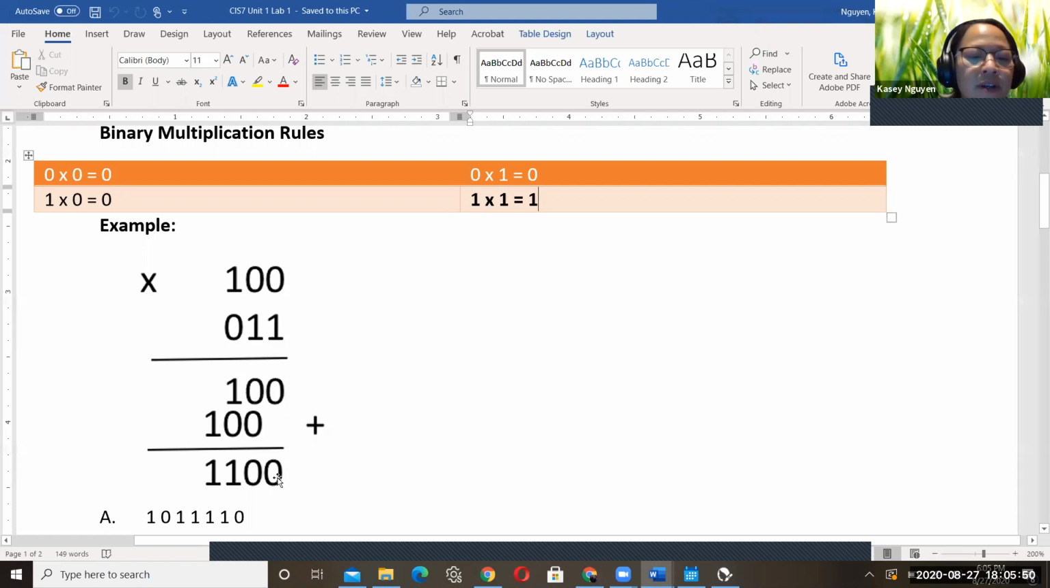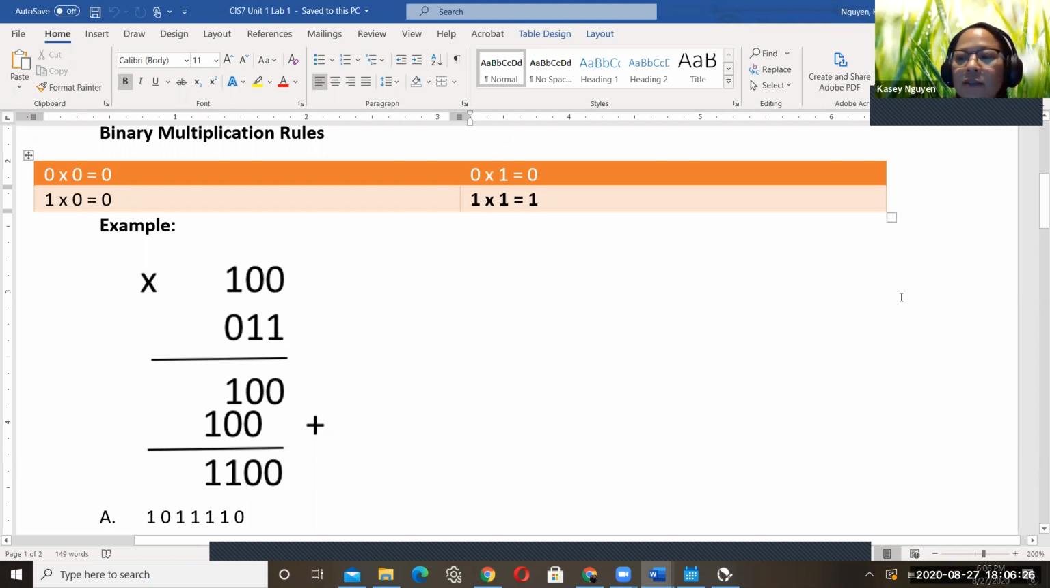So the 0 here just drops down when we add those 2 rows together. The 0 plus a 0 is a 0. And remember your addition rule, we talked about that on Tuesday. So technically it's a 0 down here. 0 plus a 0 is a 0. 0 plus a 0 is a 0. A 1 plus a 0 is a 1. And a 1 plus a 0 is a 1. So the final output for our multiplication problem in the example is 1100.